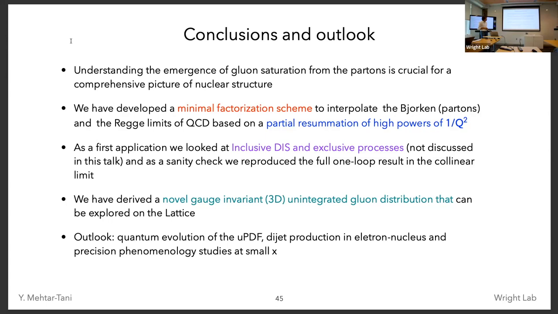So the outlook here is that we're working on quantum evolution of this gluon distribution. And we already have something in the result. We show that indeed the kinematic constraint that was imposed a posteriori to fix certain issues is built in. So it's really important to see that. And investigate other observables such as dijet production in electron ion collisions, and set the stage for more precision phenomenology that would encompass the two limits of QCD, small x and the moderate x where partons live.